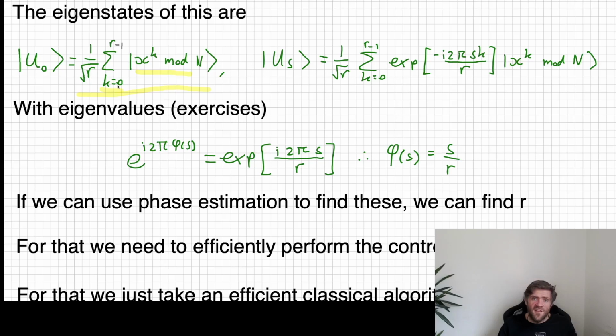Also, if you put a bunch of phases in, you can get similar eigenstates. So more generally, we can express the eigenstates like this, and I encourage you to take a look at them yourself, and also prove that the eigenvalues look like this. So basically, the eigenvalue for the state u_s has a phase which is s over r. So s is the number for the eigenvalue, and r is the number that we want to calculate.